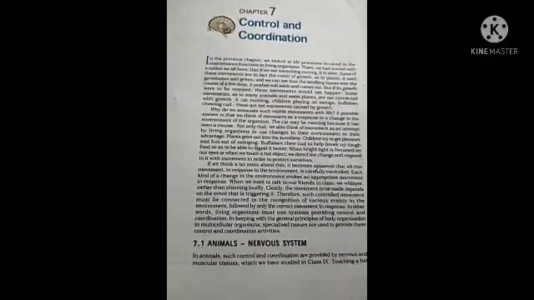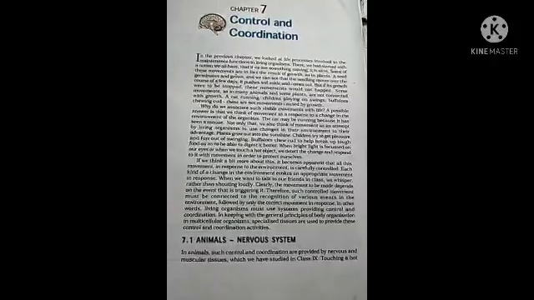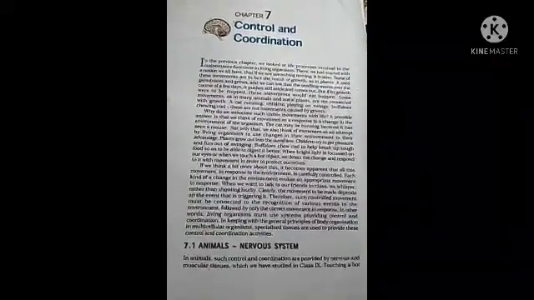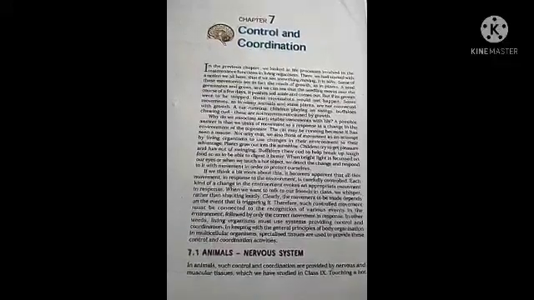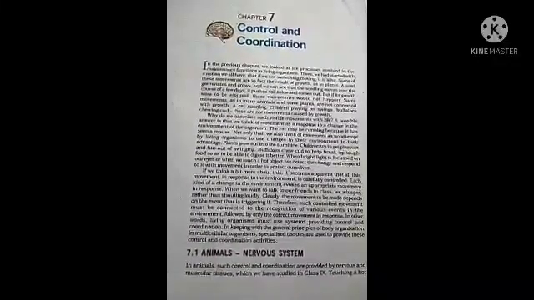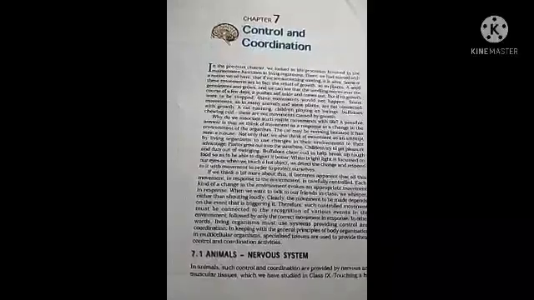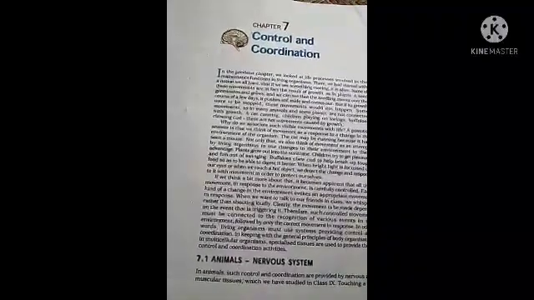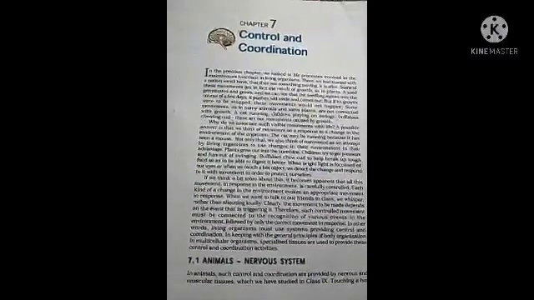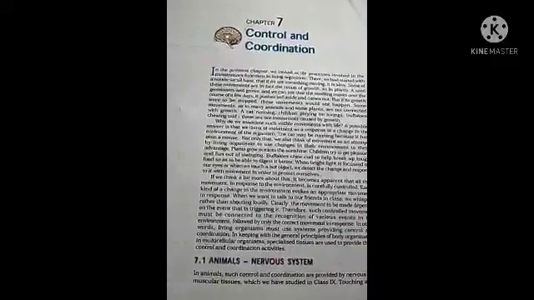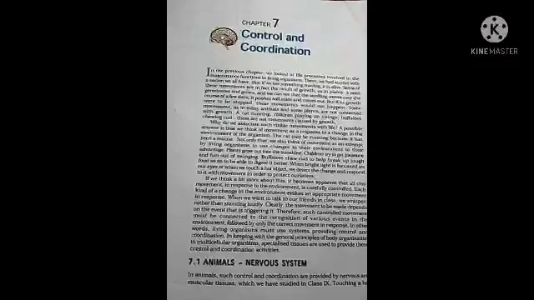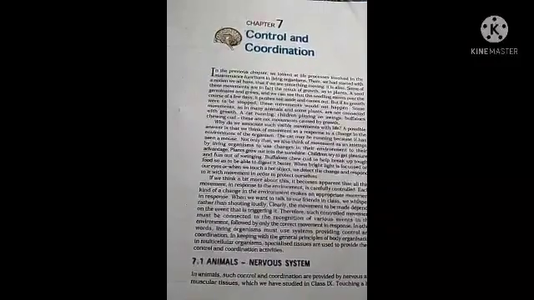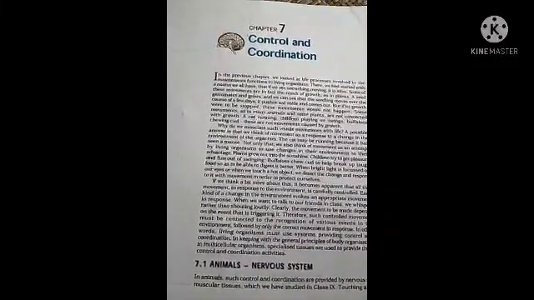Okay? So what is control and coordination? Synchronization between the different organs of the body so that they can work together in harmony to perform the vital activities of life. This is called control and coordination. Again, I am repeating: synchronization between the different organs of the body so that they can work together in harmony to perform the vital activities of life is called control and coordination.